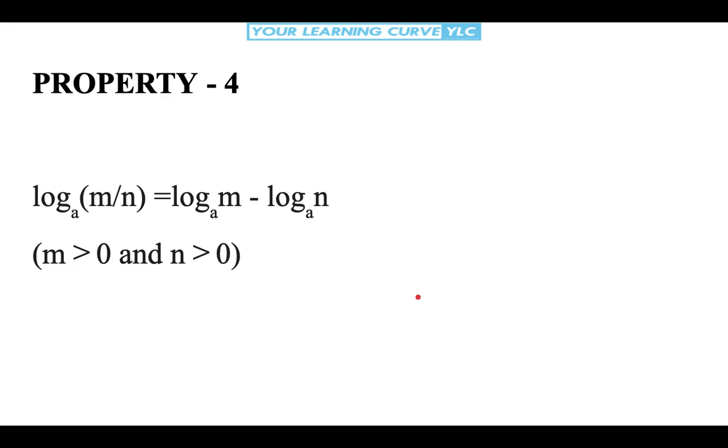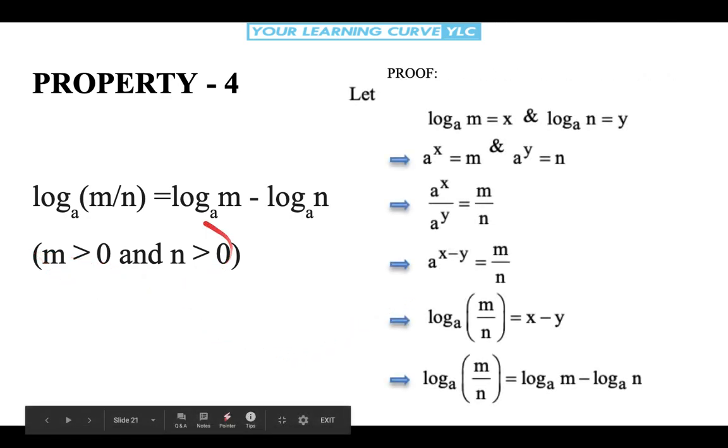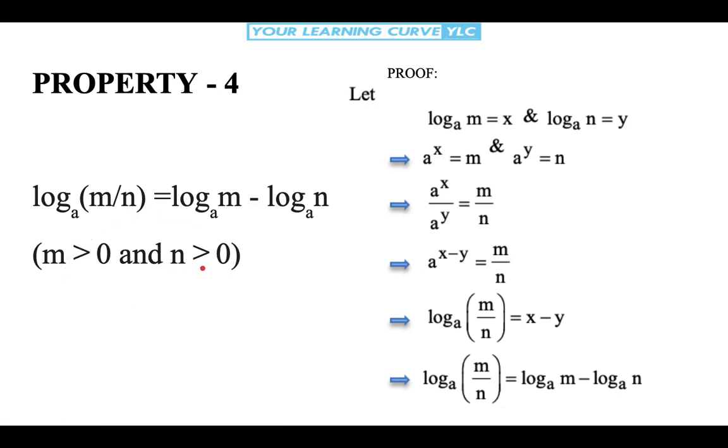The fourth property is log of m by n is equal to log m minus log n. That is, if you are taking the log of a fraction, then you take the logarithm of the numerator and subtract the logarithm of the denominator. Remember, everywhere m and n should be positive because we cannot take the log of negative numbers.